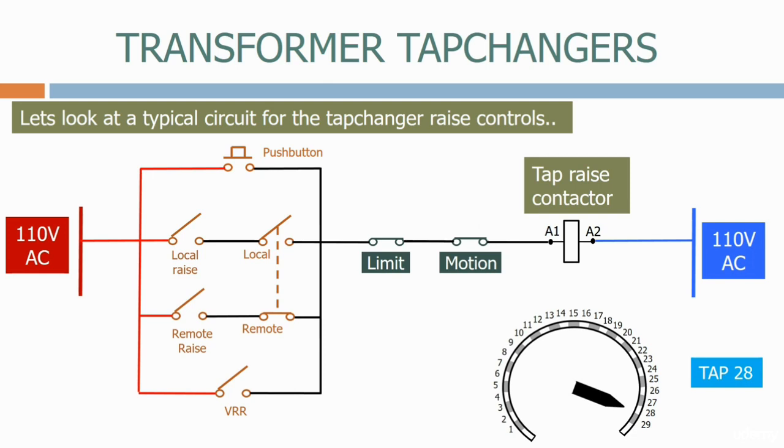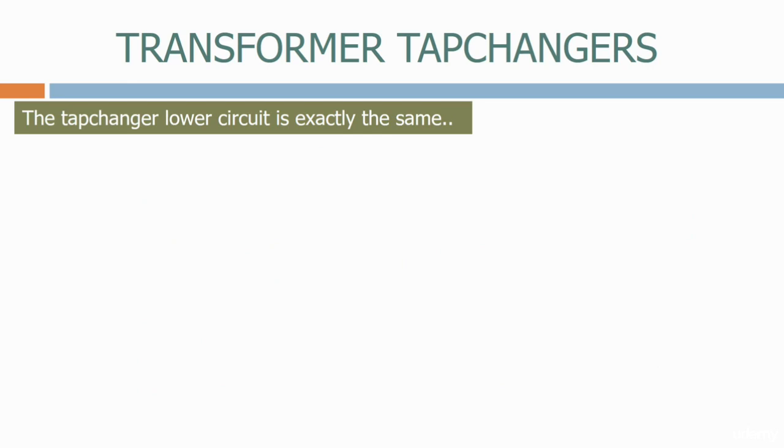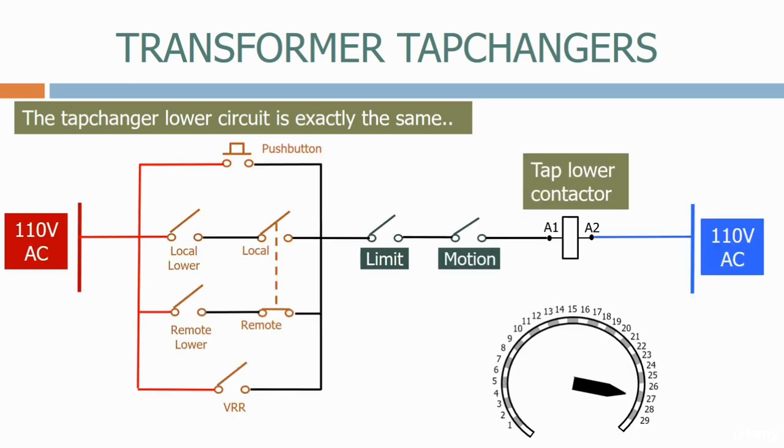Let's now put the local remote switch into the local position and initiate a signal from the local raise switch in the substation control room. Again, the tap raise contactor energizes, the motion switch opens, and the tap changer completes the tap. The tap changer lower circuit is exactly the same, but just works in the opposite direction and lowers the taps.